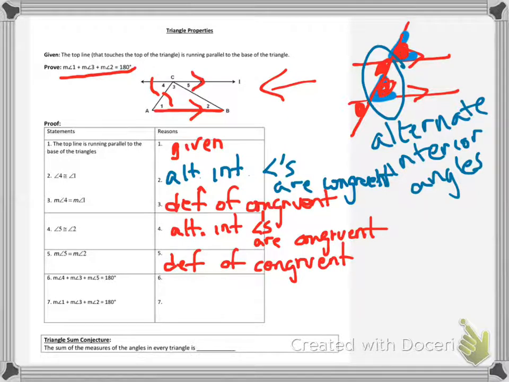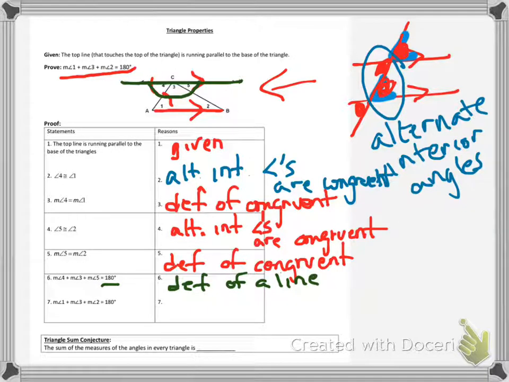All right, so now, if we look at measure of angle 4 plus measure of angle 3 plus measure of angle 5, let's measure this out carefully. I'll choose a new color. 4 plus 3 plus 5. Well, that makes a line. And a line is 180 degrees. So just by the definition of a line, we can say that that is equal to 180 degrees.